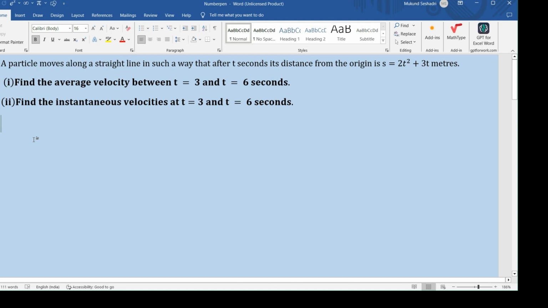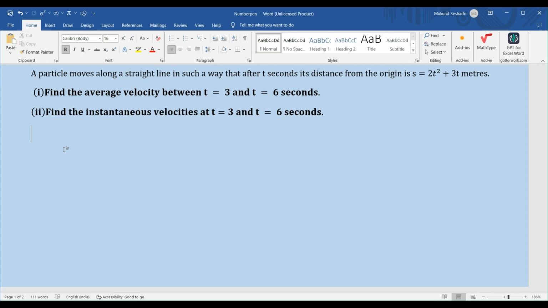So there we have the problem on the screen. A particle moves along a straight line in such a way that after t seconds its distance from the origin is s equal to 2t square plus 3t meters. Find the average velocity between t equals 3 and t equals 6 seconds. Find the instantaneous velocities at t equals 3 and t equals 6 seconds, right?